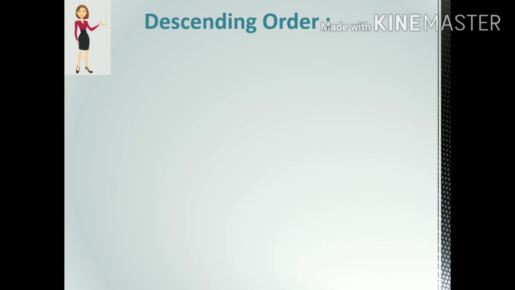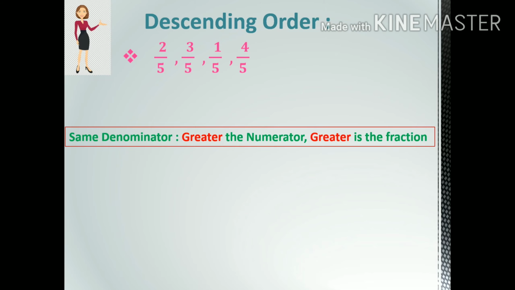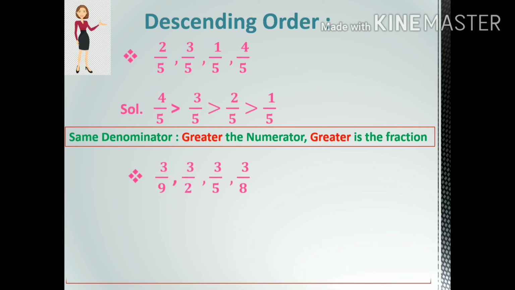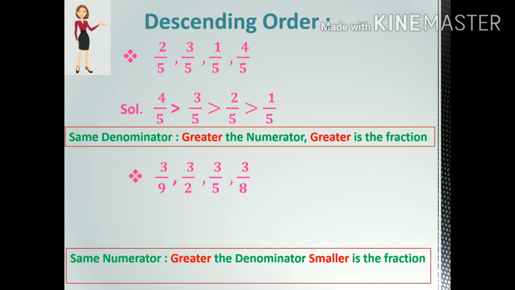Now let's arrange the fractions in descending order. Here is the given set of fractions. We see the same denominators in all the fractions, so we will arrange the numerators in descending order. In this question, we see the numerator is same in all the fractions, so greater the numerator, smaller the fraction, and we will arrange the fractions accordingly.